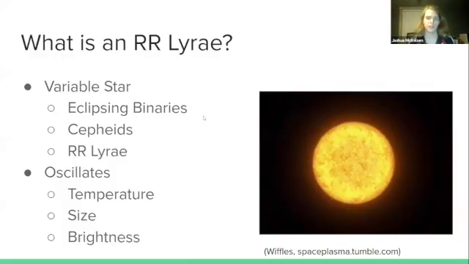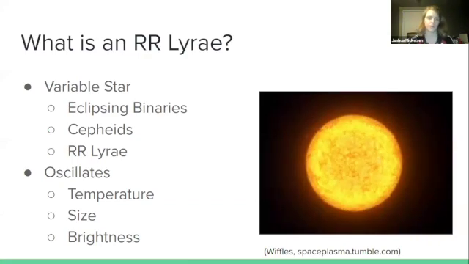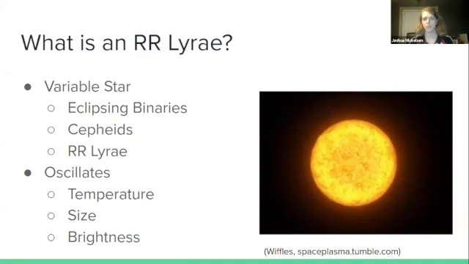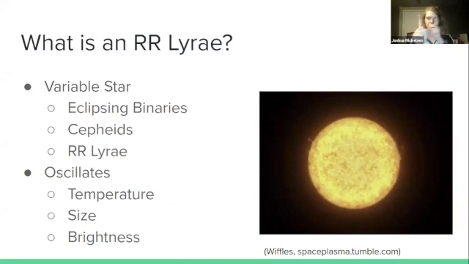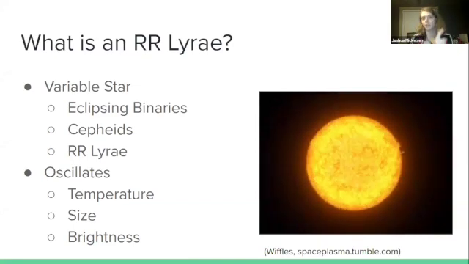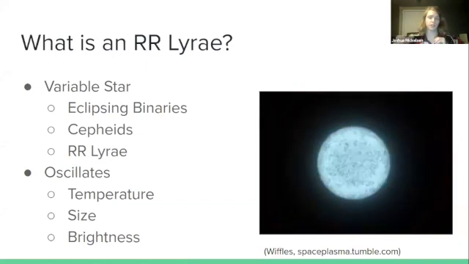So first, I'd like to start off by talking about what an RR Lyrae is. Put simply, an RR Lyrae is a variable star. There's several different types of variable stars. There are eclipsing binaries, which are actually two stars that circle each other. While binaries are common, eclipsing binaries are not because of how the light comes to Earth.